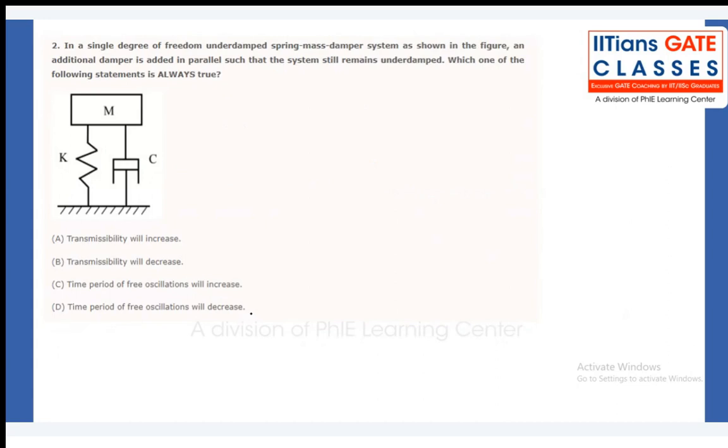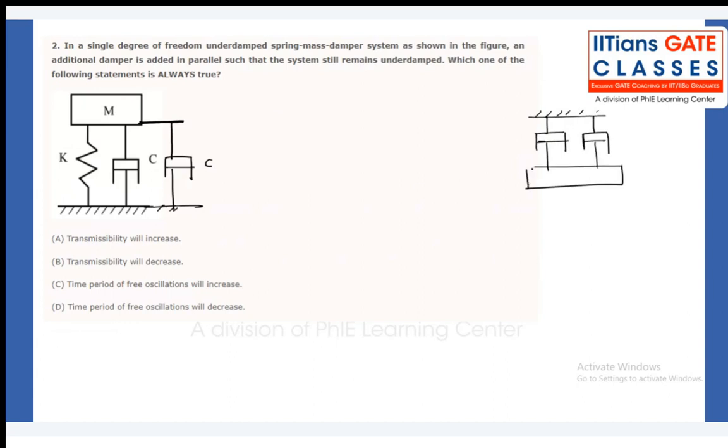More questions I will add as homework. Most probably I will upload the notes tomorrow morning. In a single degree of freedom underdamped spring mass damper system, an additional damper is being placed in parallel. Just like what we have seen in the spring, here also whenever we add any damper in parallel, what is the C equivalent? C1 plus C2. But whenever we have the series combination, it is different.